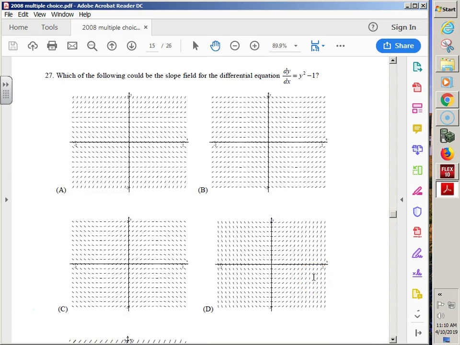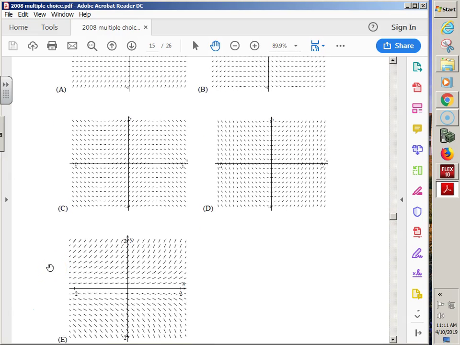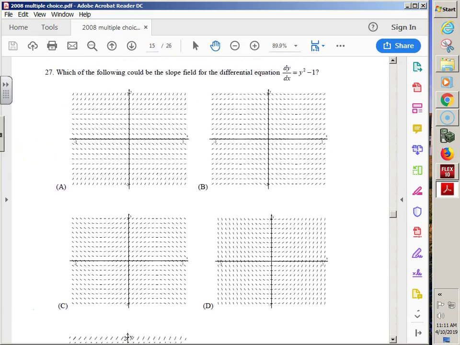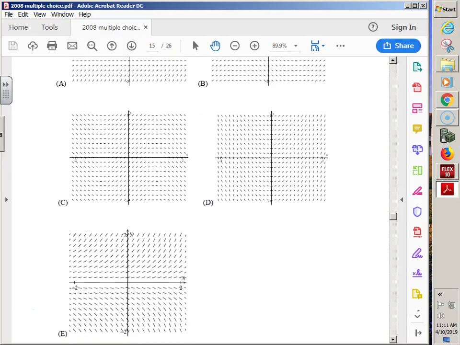Which of the following could be the slope field for the differential equation? At first I see it's all in terms of y, which means given one y value, which is a horizontal line, all the slopes should be parallel. So right away I can say those slopes are changing along horizontals, forget them. I'm down to these two, just because in terms of y, for one y value, all the same slope. If it was in terms of x, for one x value, all the same slope. So A or C. No, A or E.